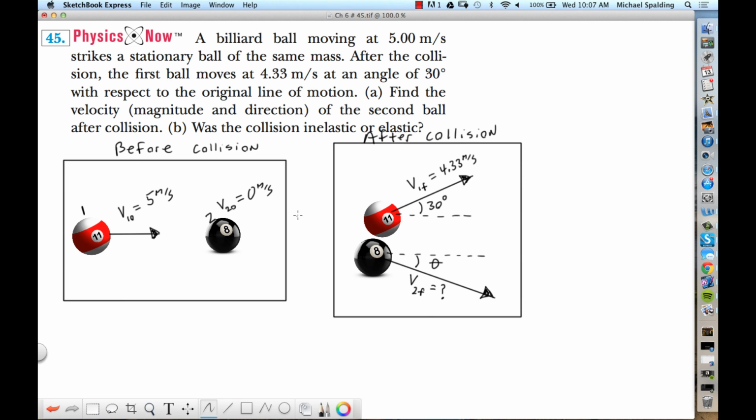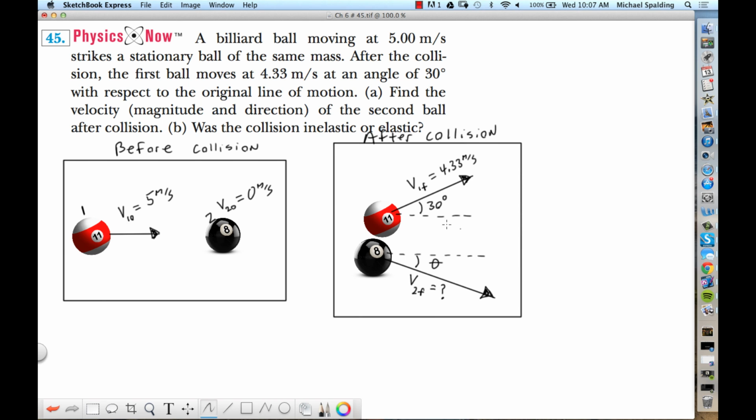But what makes this problem particularly tricky? Is it a head-on, one-dimensional collision? After the collision, the red ball goes upward and the black ball goes downward, right? So this is a two-dimensional collision. The way you deal with two-dimensional collisions is you treat the X direction and the Y direction separately.